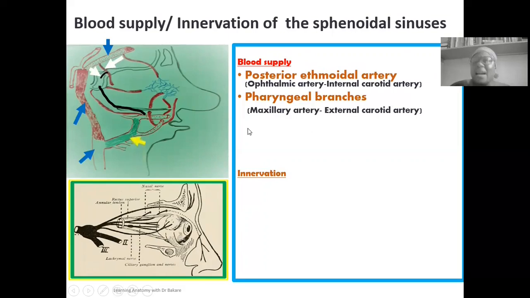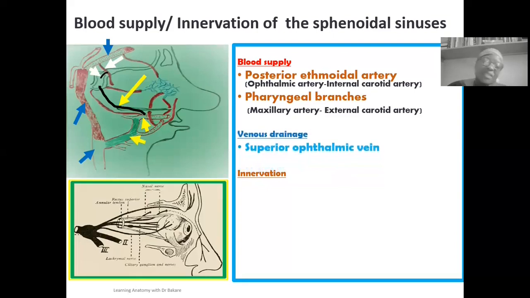This is where we have the external carotid artery, which is highlighted here in green. So from the external carotid, we have the facial branch here, then we have the maxillary branch here. It is this maxillary branch that then gives off the pharyngeal branches, which also give branches to supply the sphenoidal sinuses. Then the venous drainage is into the superior ophthalmic vein.